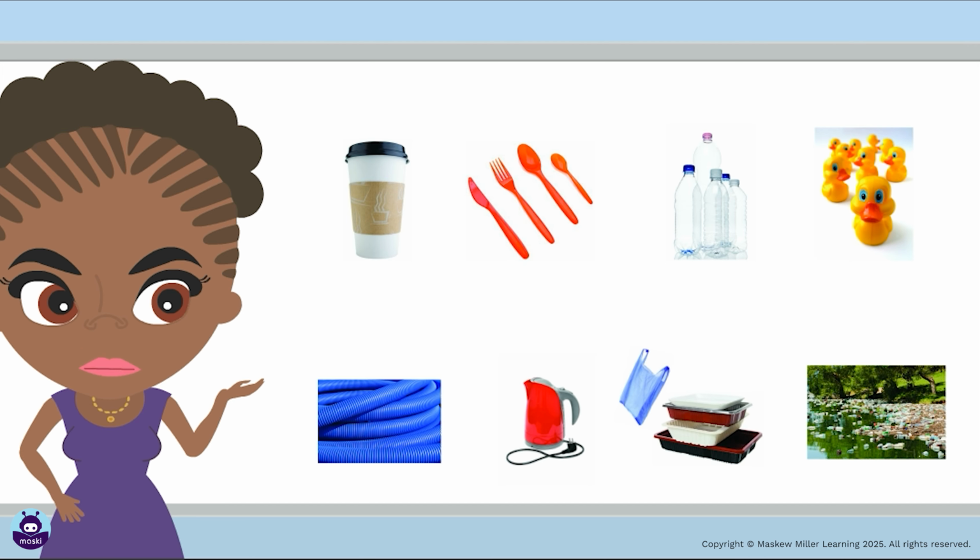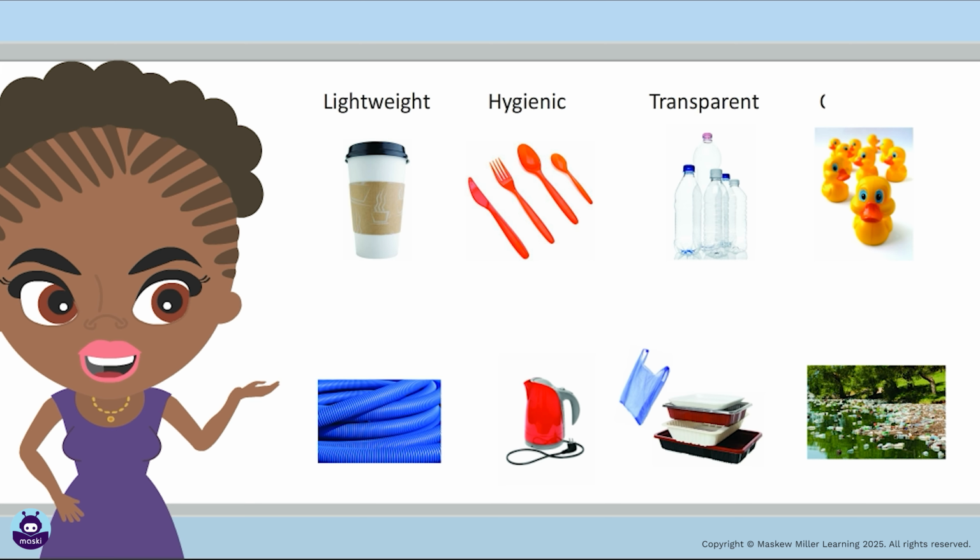Some of the thermoplastic properties are: they are lightweight, thus saving on transport costs. They are hygienic and safe. They can be transparent so that consumers can see the product inside the container. They can be colored to make products attractive.